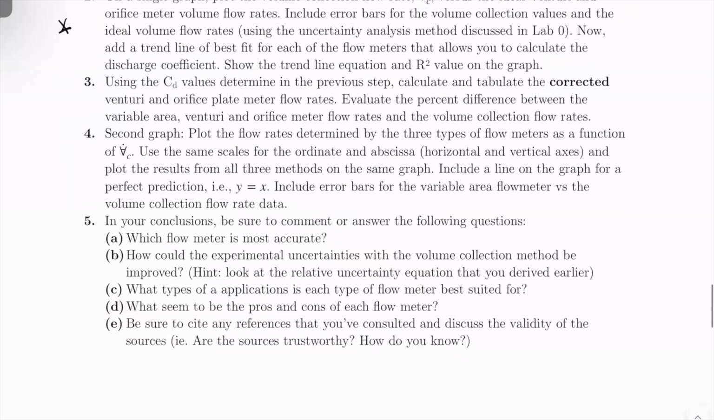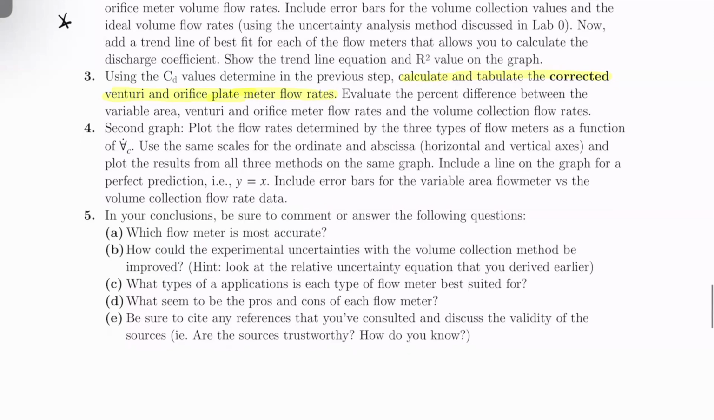Okay, cool. So now that you have your discharge coefficients, you're gonna make another table that includes the ideal Venturi and orifice plate meter flow rates and the corrected ones. And you're gonna compare that corrected value with the variable area and the volume collection flow rates. So this table should also show a percent difference from your true data, which is the volume collection one. Okay, so that goes in a table.